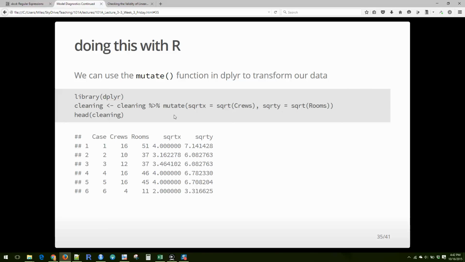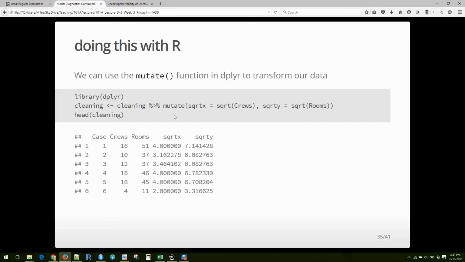Can you just take the square root of one variable? You could. I think a lot of times if your x and y are dealing with similar units, then it makes sense to apply the same transformation to both x and y. So the book's recommendation is that in most cases, if you're going to apply a transformation, apply the same transformation to both x and y. In our case, we're dealing with counts for the crews and counts for the rooms.